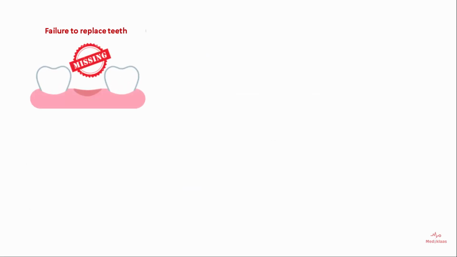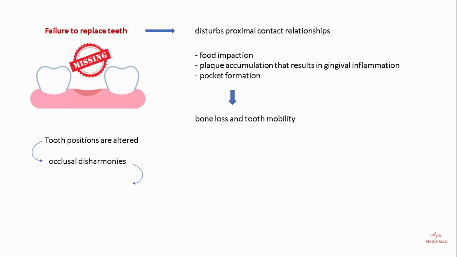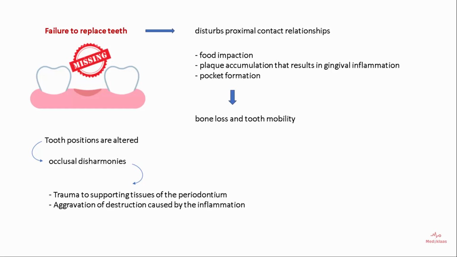So, failure to replace teeth can lead to disturbed proximal contact relationships. This can lead to food impaction, plaque accumulation, and pocket formation, ultimately causing bone loss and tooth mobility. Tooth positions are altered, and occlusal disharmony results. Trauma to the supporting tissue of the periodontium is seen, and there is aggravation of destruction caused by inflammation. All of this results in further migration of teeth, resulting in pathologic tooth migration.